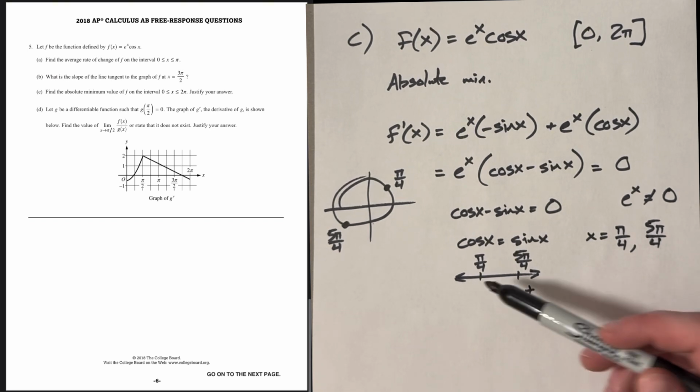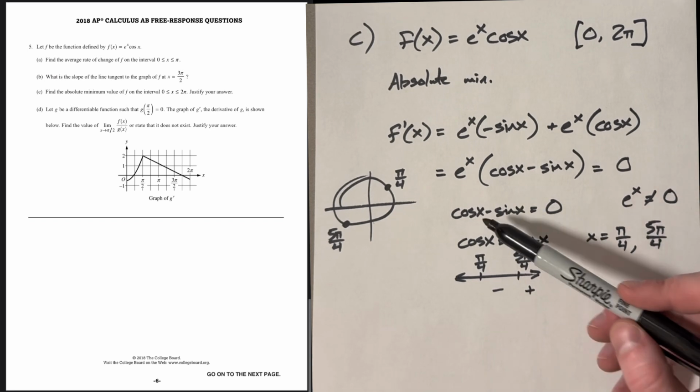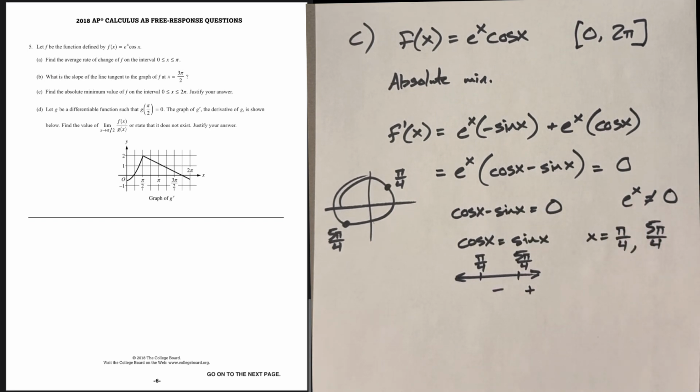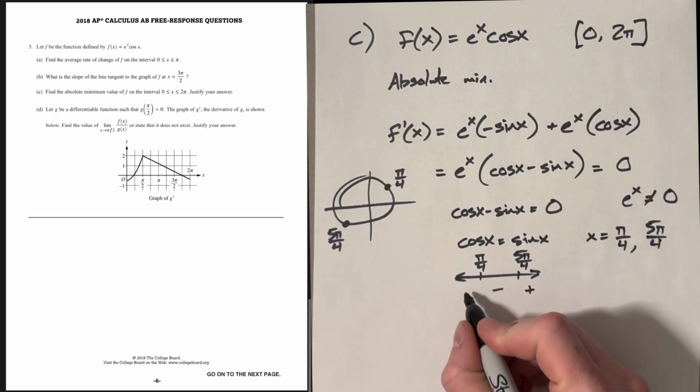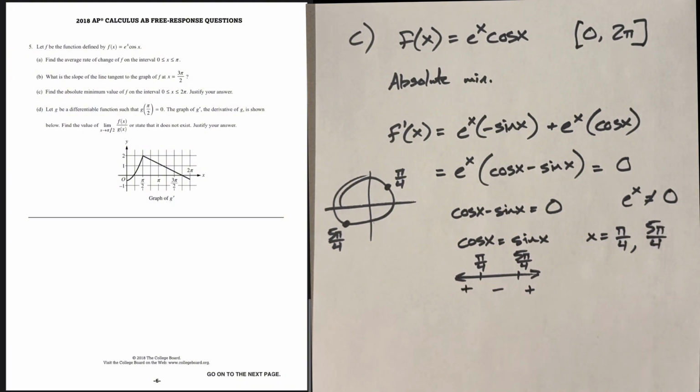And finally, I would need to plug in a value less than pi over 4. I would want to be careful, but I could plug in 0 because 0 is a part of our interval. Cosine of 0 is 1. Sine of 0 is 0. So I'll get 1 minus 0, which is 1. So it gives me a positive value. So our function is increasing from 0 to pi over 4, 5 pi over 4 to 2 pi, and then decreasing between pi over 4 and 5 pi over 4.